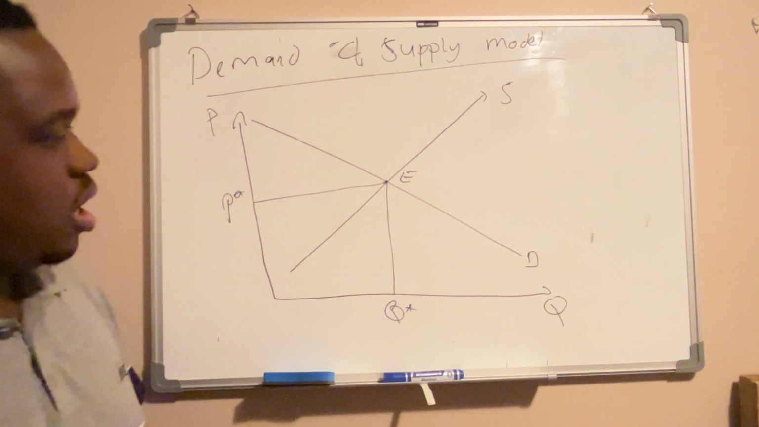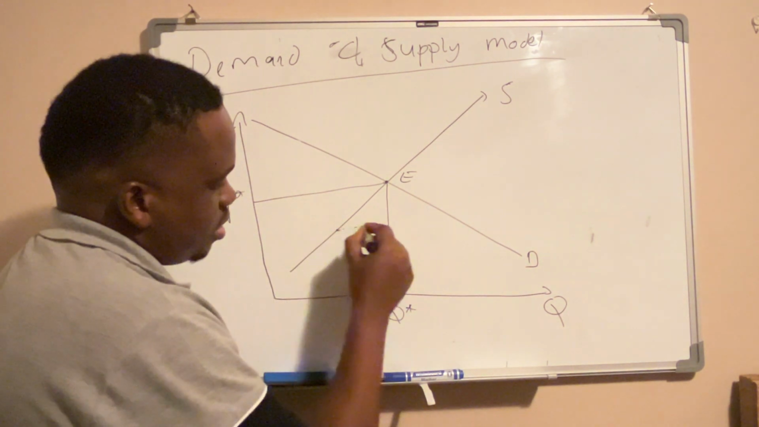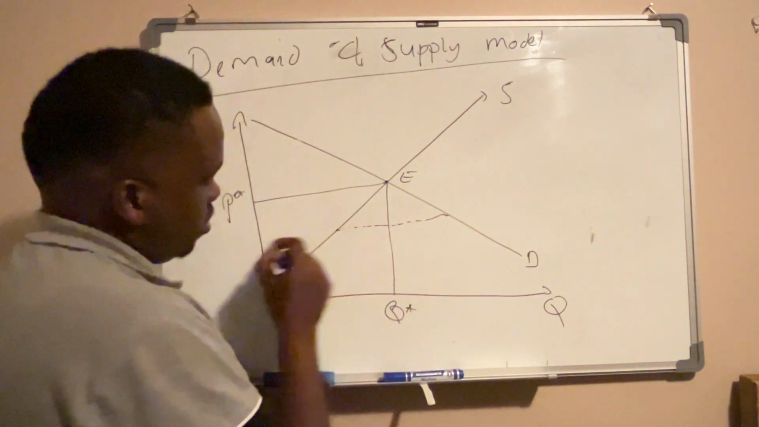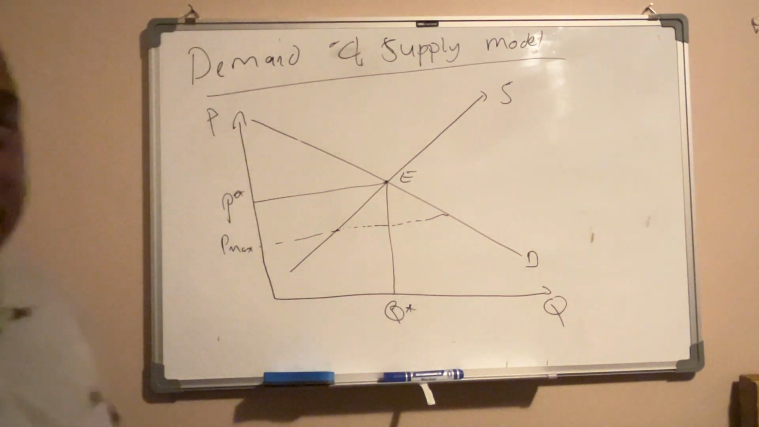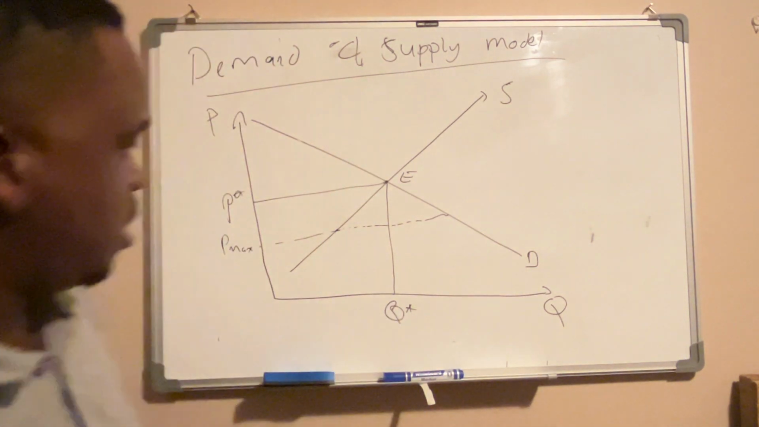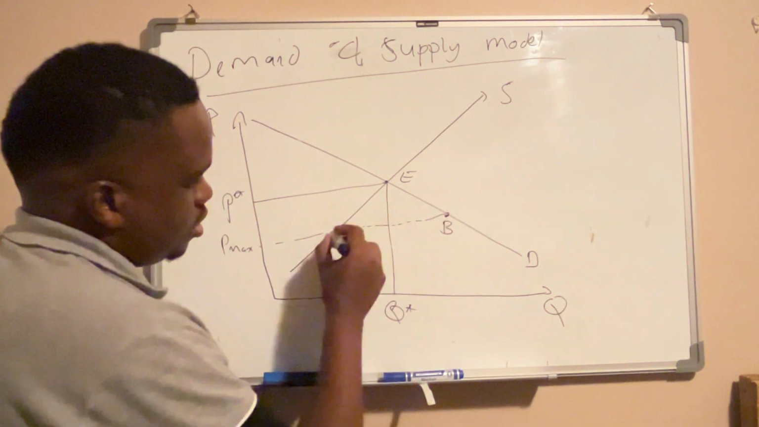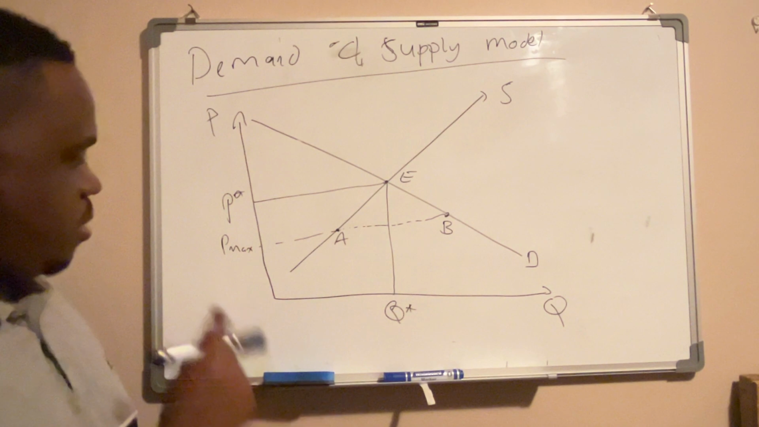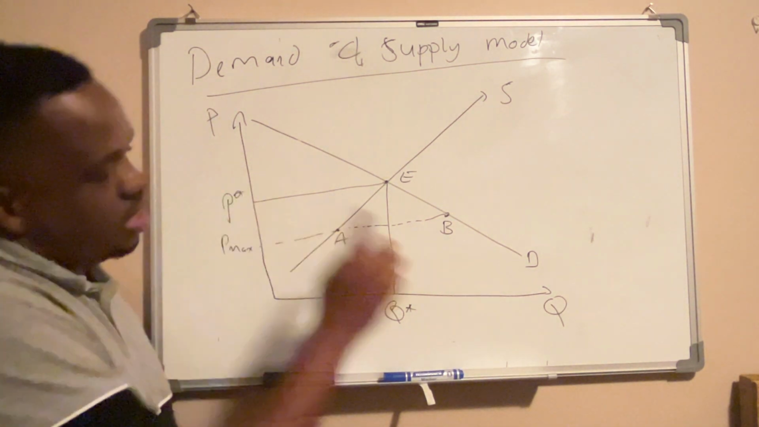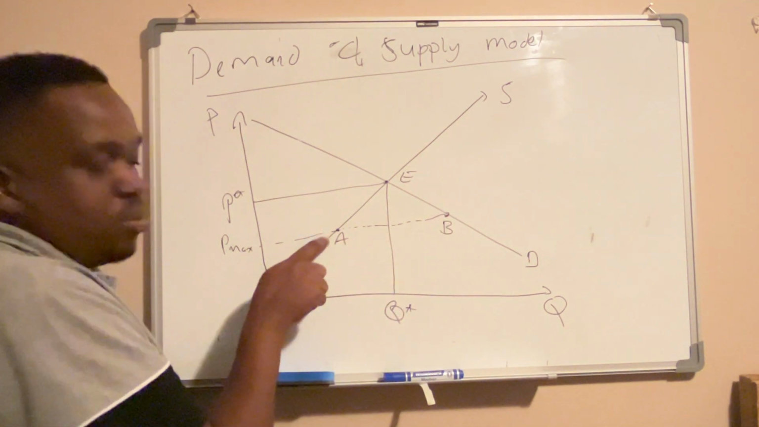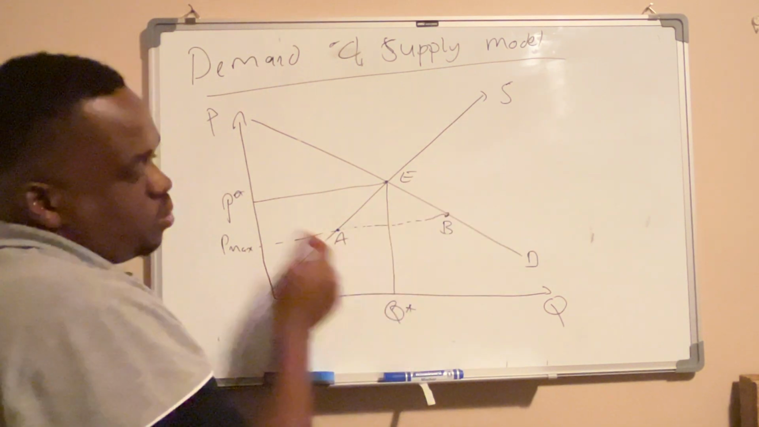Let us say the price is set somewhere here, a maximum price. Let's call this the P max. If you have a P max, especially in regulated industries, you can have something like this. Let's call these points A and B. In a situation where you have a P max, a price control, you can see that the demand is more than the supply. The demand is to the right of the supply.